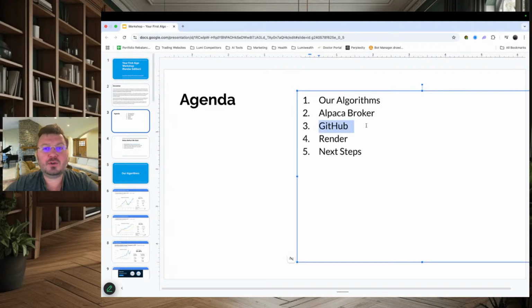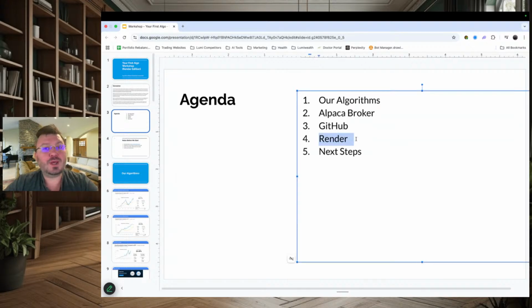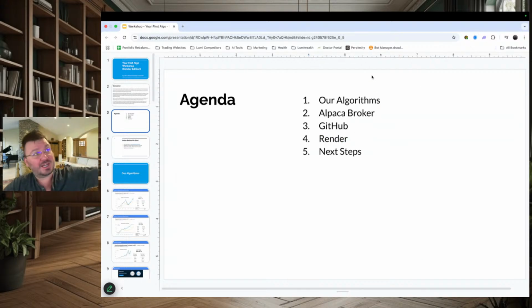Then we're going to talk about GitHub. That's where we host all of our algorithms, and you'll see basically how that works. We'll also talk about Render, which is where the algorithm is going to actually run. It's kind of like AWS. We'll get more into that in a little bit. And then we'll talk about next steps.